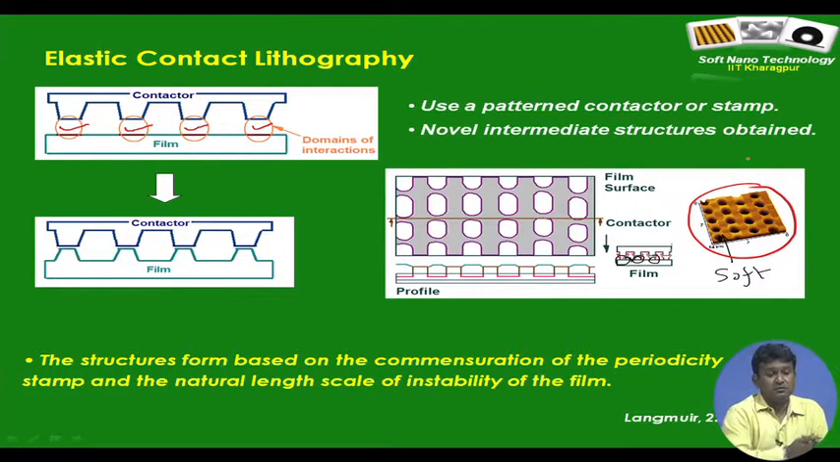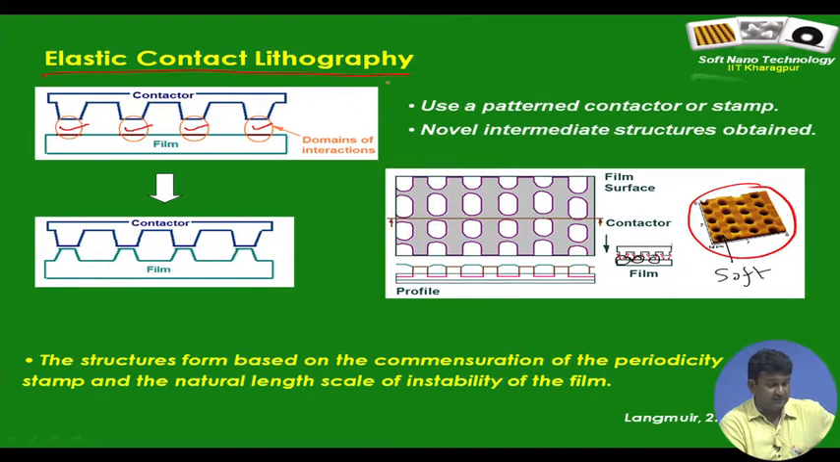But what is the real novelty of this technique from the standpoint of patterning? You start off with a grating pattern stamp, and then you create an array of holes with 2D order. This is the real novelty of cleverly utilizing elastic contact instability with a pattern stamp, and this technique is known as elastic contact lithography, a really rare capability of obtaining 2D structures starting from a 1D stamp.